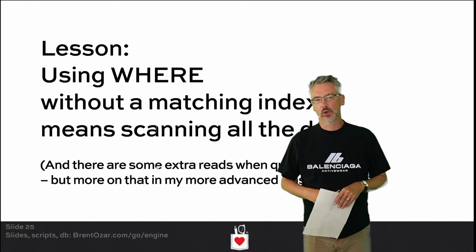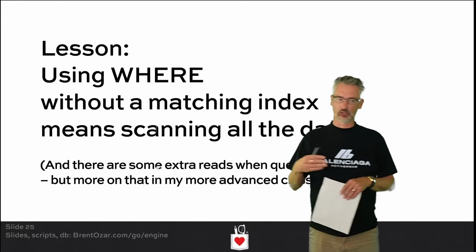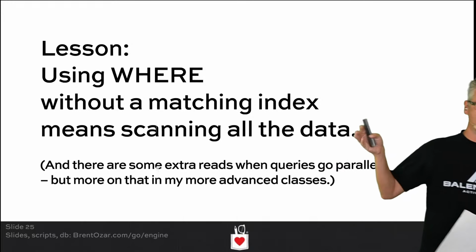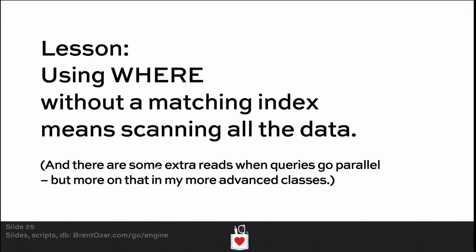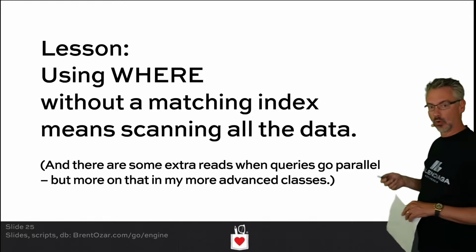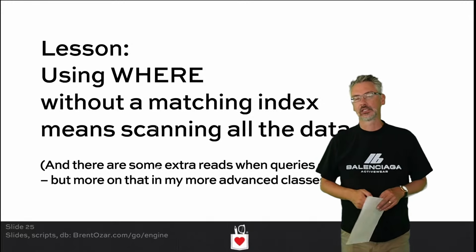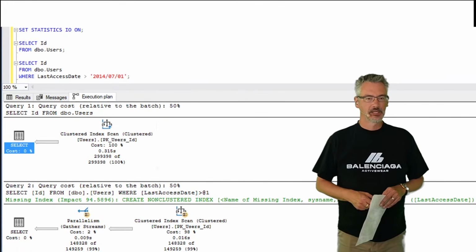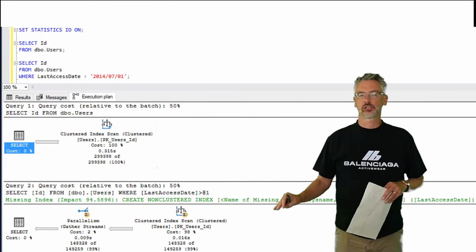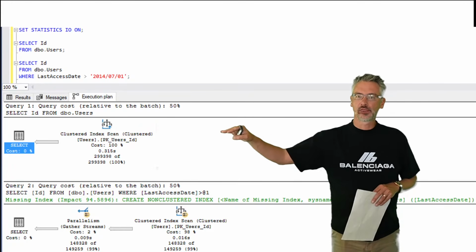One of your first takeaways in here is that just because you have a where clause and you're returning fewer rows doesn't mean you're scanning less data. In fact, you may actually be scanning more data or reading more 8K pages, especially in the case of this thing going parallel.